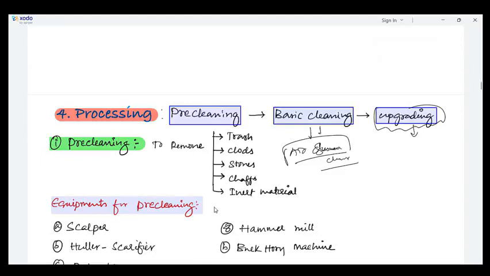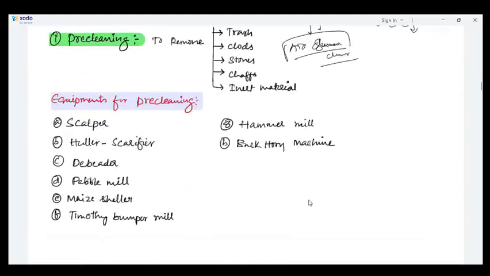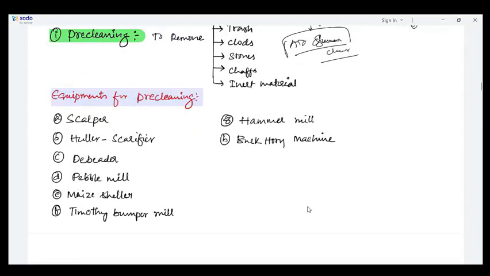Okay, for the pre-cleaning we have several machines. For example, just to remove the scalp, we have the scalper, and we have the Aller scarifier just to remove the hull and scratch the seeds, and we have debearder, pebble mill, maize sheller, Timothy bumper mill, which is specific to certain weed, and we have hammer mill and buckhorn machine. So this is again specific to certain weeds. So these are certain preconditioning or pre-cleaning machines that are available.